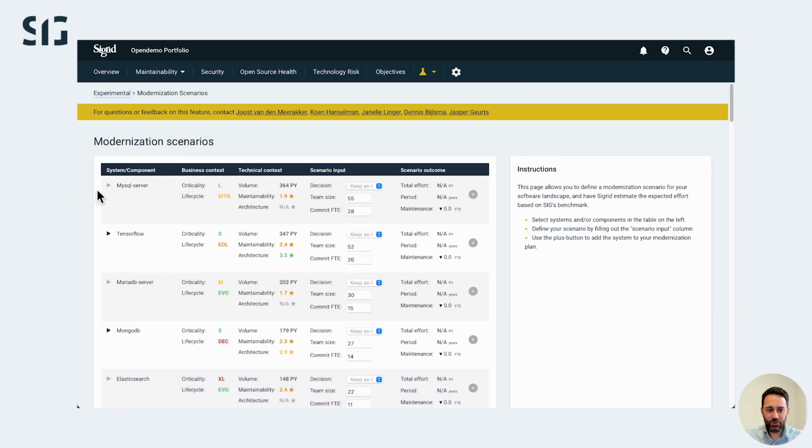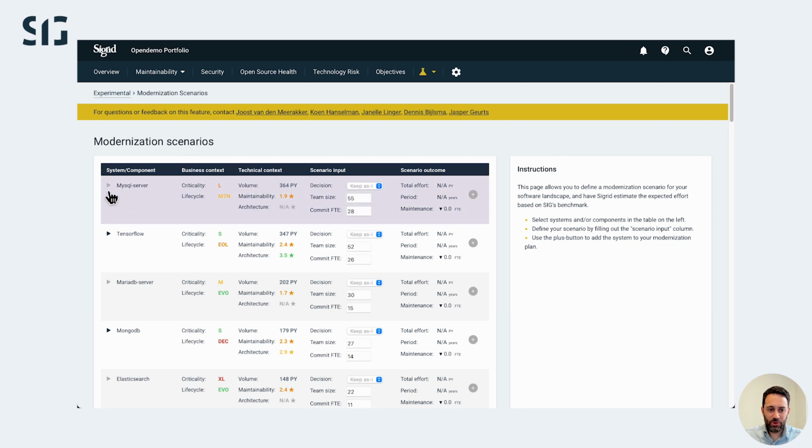Now we get into a new page that we're currently building. It's called modernization scenarios. There's quite some information and a lot to unpack here, so let me just walk you through what we see on the screen. In this table, we see a full list of all the systems that make up the portfolio that is under the responsibility of the enterprise architect.